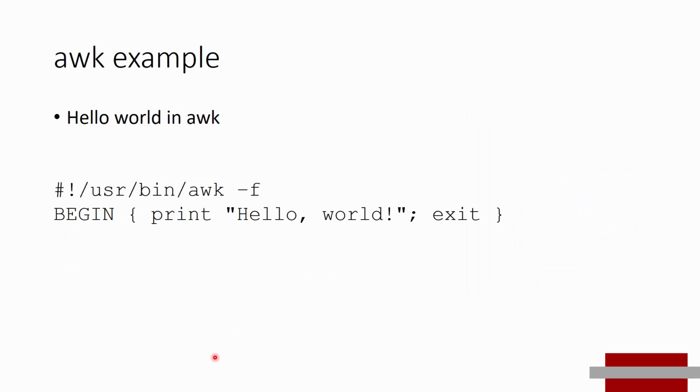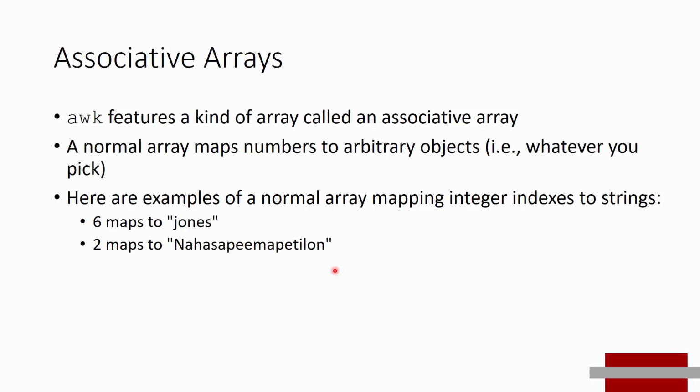So here's a simple little example for awk. You can see that it uses the same sort of "hi, I'm a shell script, here's my interpreter to use for this particular script." And here is a simple print statement. We have some kind of old school begin statements here that almost look like BASIC, but this thing will print out hello world. And awk has a really interesting feature called an associative array.